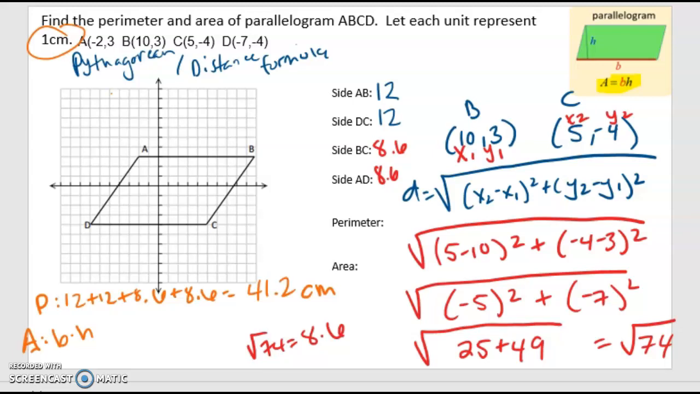For the area, it is the base times the height. Okay, the height is actually just this vertical drop down. So I can go ahead and I can count all those boxes to find what the height is. 1, 2, 3, 4, 5, 6, 7. So I found that my height is 7. My base I already calculated is DC, so that's going to be 8.6. Oh, wait, DC, sorry, 12. So 12 times 7. That's my area, which is 84. And area is measured in square units, which means I'm multiplying a centimeter times a centimeter to get centimeters squared.